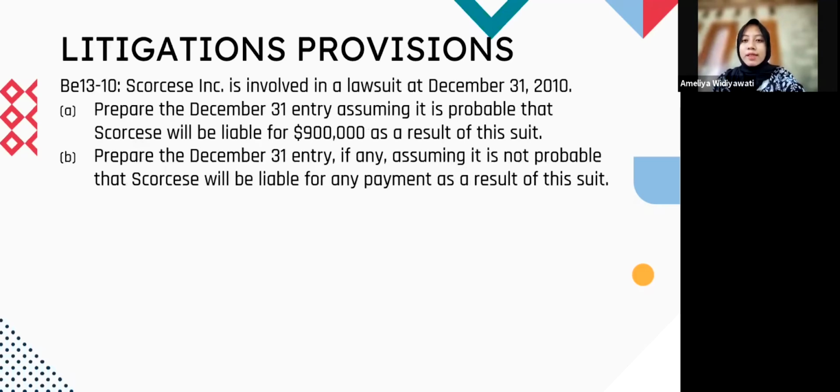And then, for example, Scotches is involved in a lawsuit at December 31, 2010. A, prepare the December 31 entry assuming it is probable that Scotches will be liable for $900,000 as a result of the suits. B, prepare the December 31 entry, if any, assuming it is not probable that Scotches will be liable for any payment as a result of the suits.